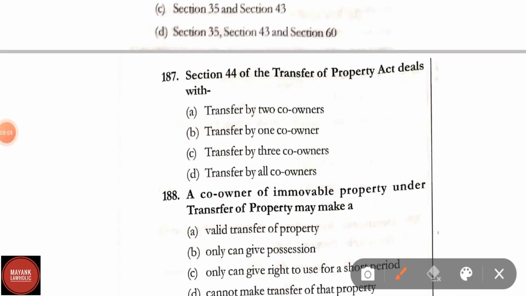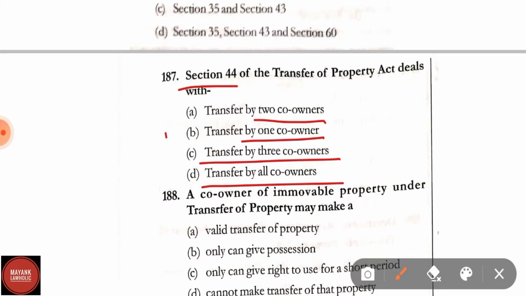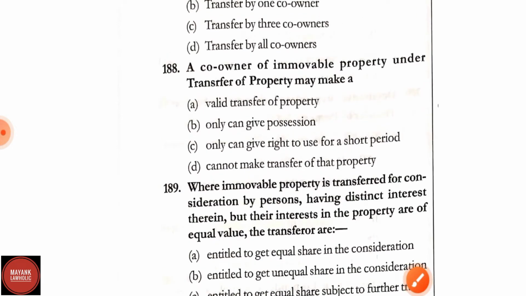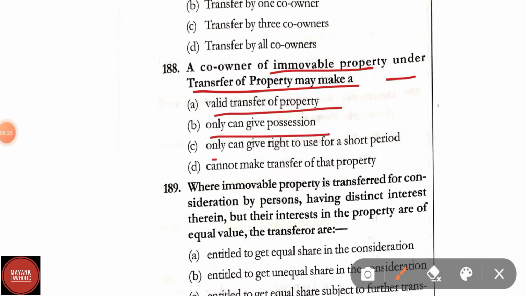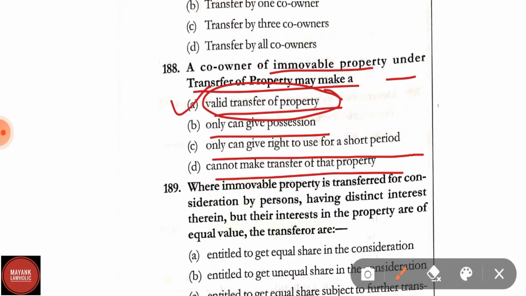Question number 187. Section 44 of the TPA deals with transfer by 2 co-owners, transfer by 1 co-owner, transfer by 3 co-owners, transfer by all co-owners. Here the correct answer is option B, that is transfer by a co-owner. Question number 188. A co-owner of immovable property under TPA may make a valid transfer of property, only can give possession, only can give right to use for a short period, cannot make the transfer of that property. Here the correct answer is option A, that is valid transfer of property.